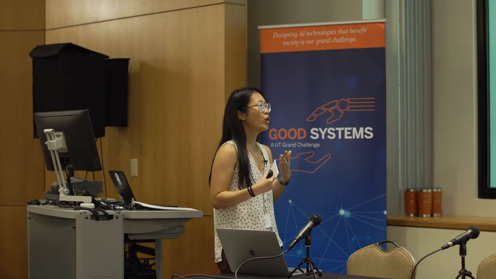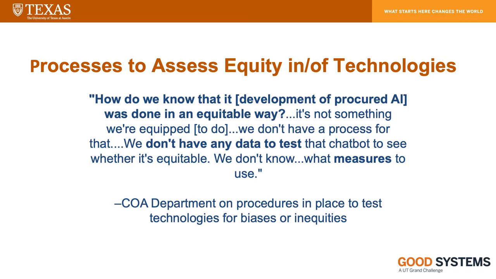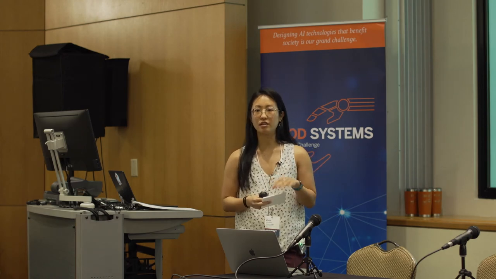So you can see here, this department that we spoke to, they had these questions, and when we asked them, what are the procedures that you have in place to try to test for biases and racial inequities, they were very frank and open in saying that they don't know how the development of procured AI is done in an equitable way, and they don't have any data to test it. They don't have any measures or metrics that they currently use to know what these outcomes might be and their impacts on the communities in Austin.